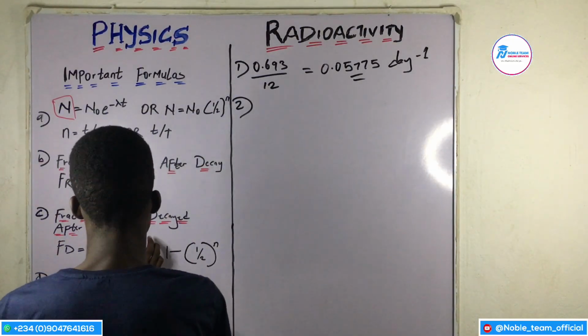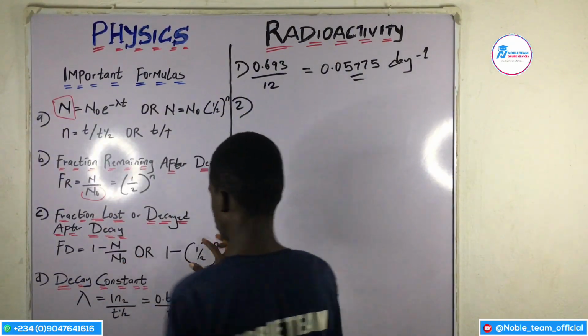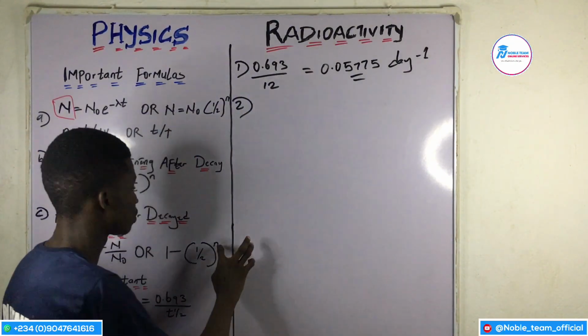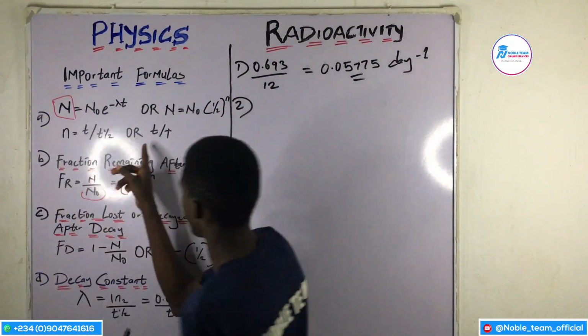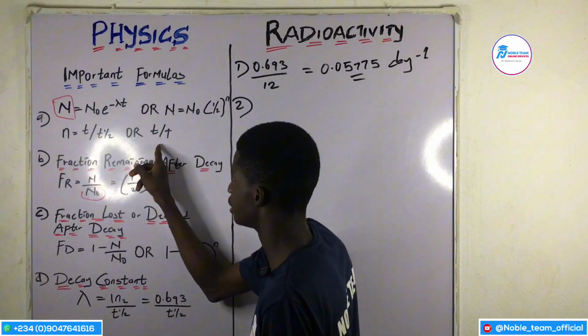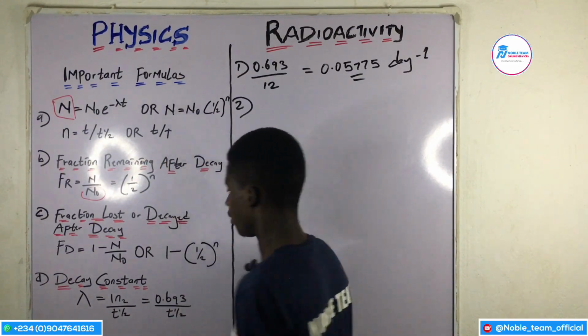We don't have the initial, but we are going to be using this because we say that n is what? For us to get our n, you can either use this or this. They are still the same thing. Okay, so now let's move.